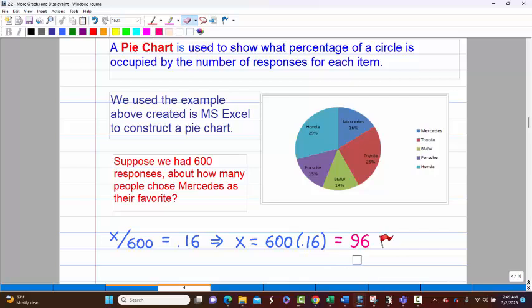So all you do in this kind of question, if it's on a test, and it oftentimes is, is multiply your total by the percentage of whatever item it's asking for. Be sure you're checking: if it says Mercedes, be sure you're multiplying by the Mercedes percentage. So 600 times 0.16 is 96. That means 96 out of those 600 people chose Mercedes.